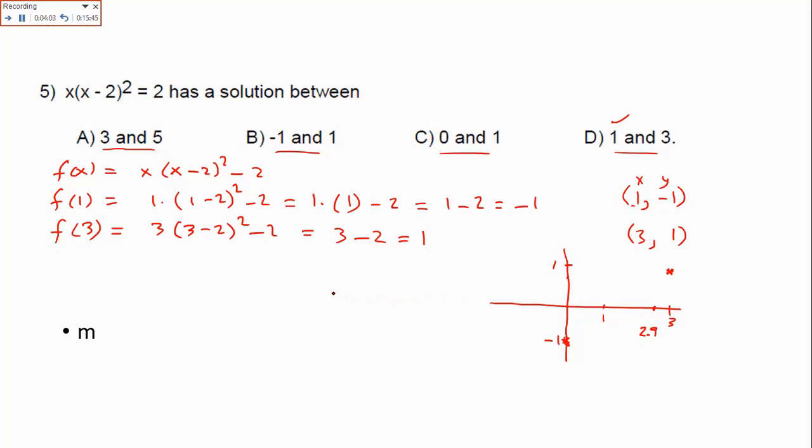If we put 2.9, that means what? We have to go ahead and get f of 2.9. F of 2.9 is equal to 2.9 multiplied by (2.9 minus 2). That's going to give us what? 0.9, right? So 0.9 squared, right? Minus 2. And this is going to give us 2.9 multiplied by 0.81, right? Minus 2. 2.9 multiplied by 0.81, calculator. Just a minute.